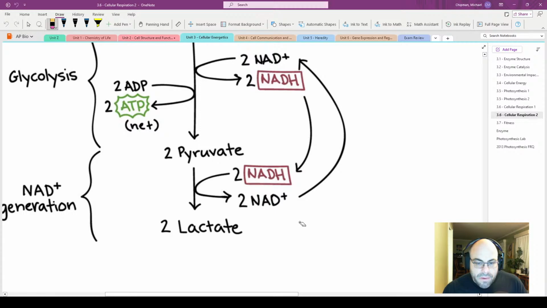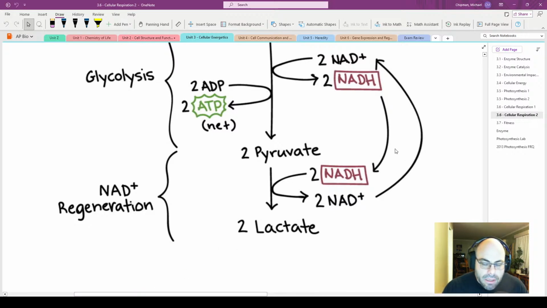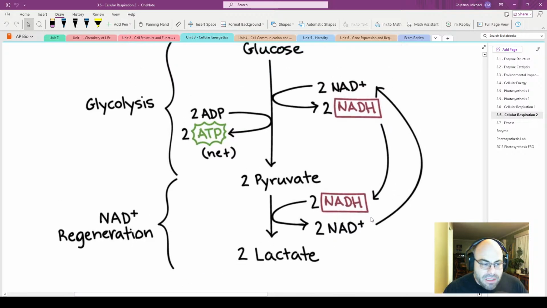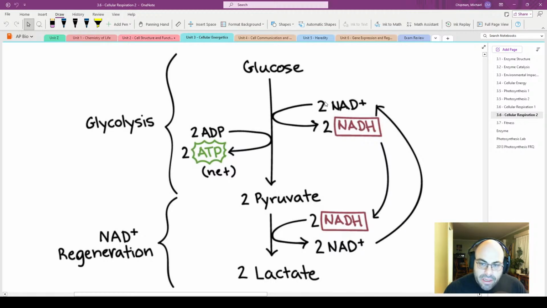NADH is going to go drop off its electrons here in this reaction. This is called NAD plus regeneration. If I can find my cursor. Yeah, regeneration. It is making more NAD plus. Why is it doing that? Because NAD plus is necessary to make NADH, which is necessary to do glucose to pyruvate. And so fermentation is happening here, this process of converting pyruvate to lactate. The purpose of it is so that this process right here, glycolysis, can continue.